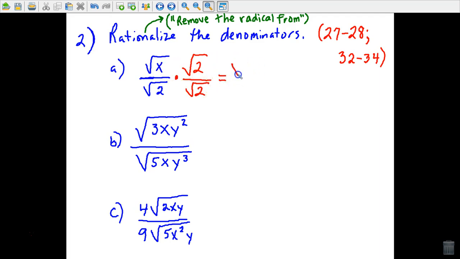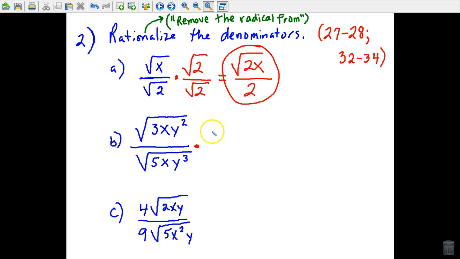Okay, multiplying numerators together, square root of 2x. Denominators together, the square root of 2 times the square root of 2 is just 2. Anytime you multiply a radical times itself, the result will be what we call the radicand, or the number underneath the radical. And then if I could simplify the numerator, I would, but there is no way to simplify the square root of 2x. I can't cancel because I can't divide non-radical into radical, so I'm done. That's the answer for letter A.